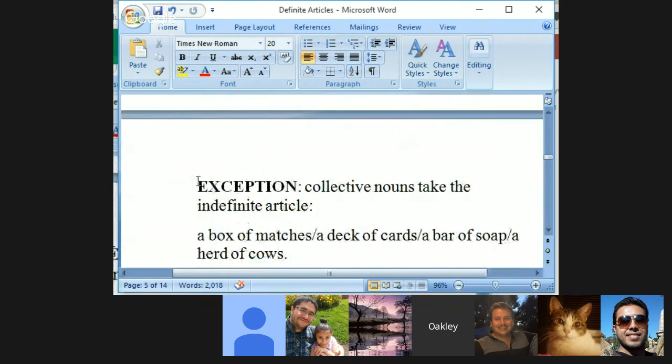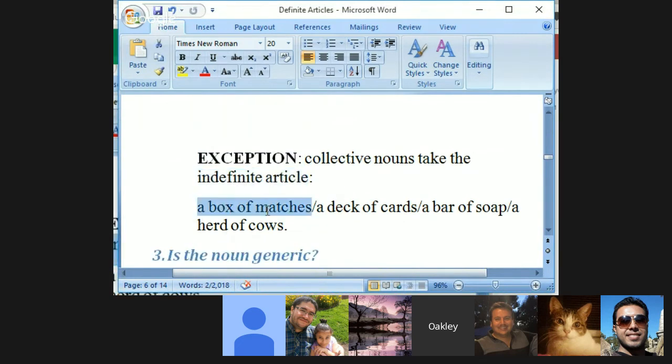Okay, here is an exception, important to note. Collective nouns always take the indefinite article. For example, a box of matches, a deck of cards, a bar of soap, a herd of cows, a carton of milk. All right. Here's a definite rule.